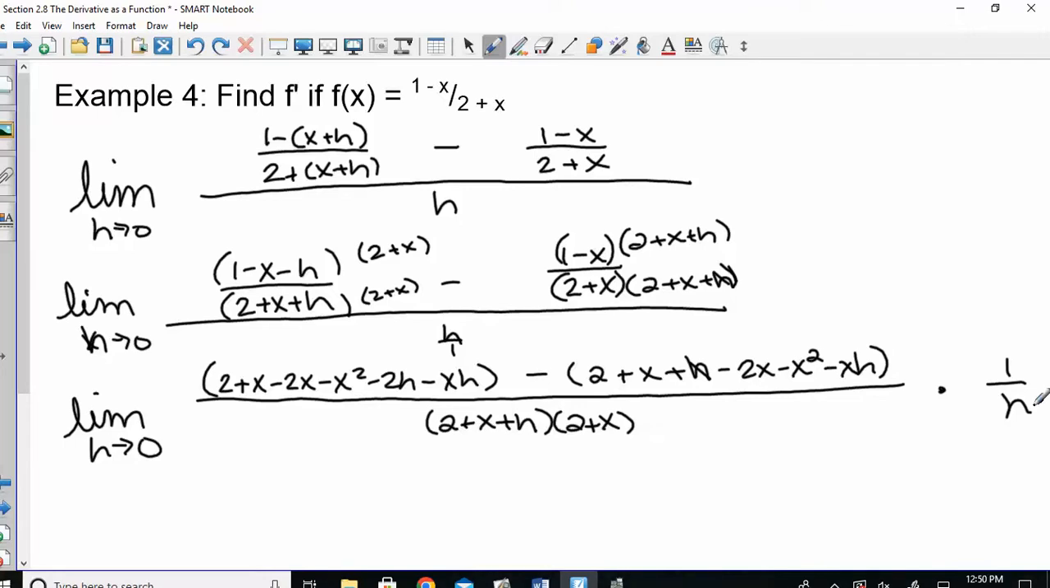Okay. How do we go about cleaning up this mess? Cancel stuff. Okay, if we distribute this negative, positive 2 and negative 2 cancel, positive x, negative x, negative 2x, positive 2x, negative x squared, negative xh, positive xh. So I'm left with negative 2h minus h.